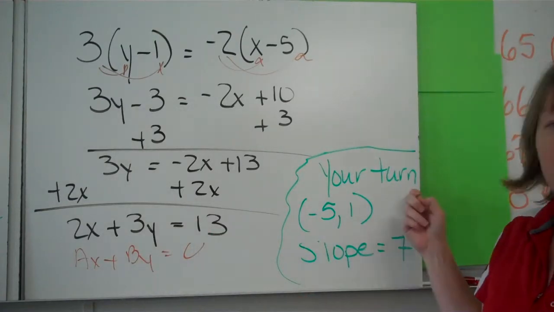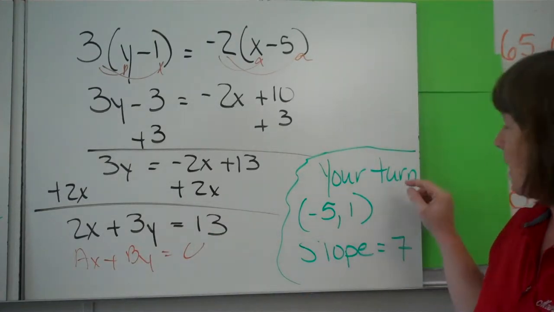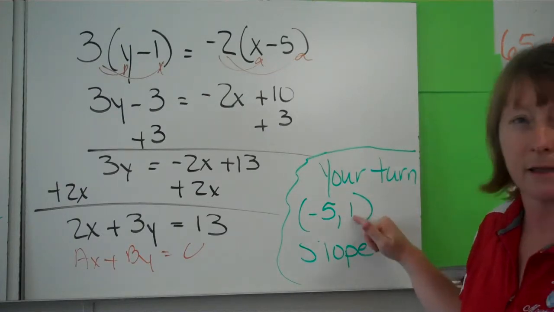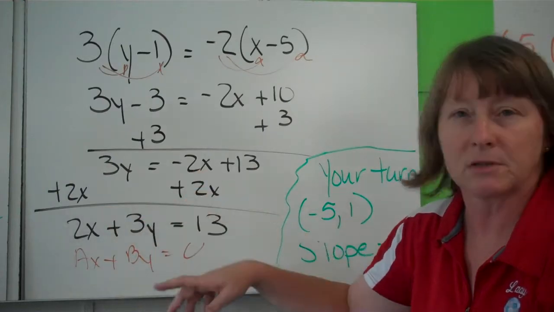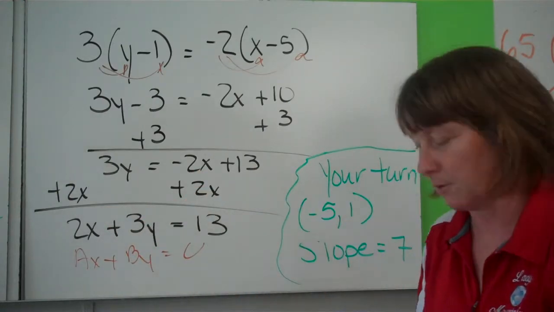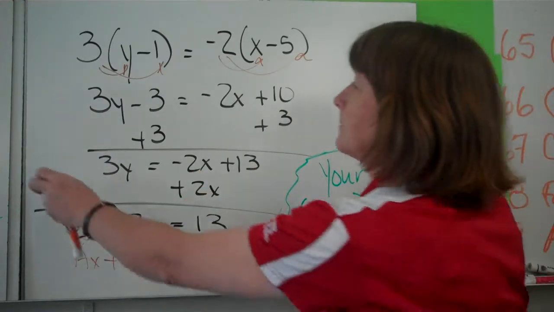It's your turn. In your notes this time, I want you to take the point (-5, 1) with a slope of 7, and I want you to take it from the point-slope form to the standard form in your notes. So I will be looking for that.